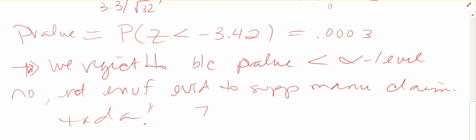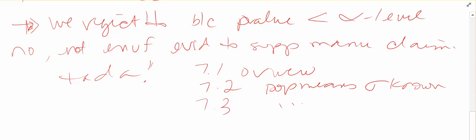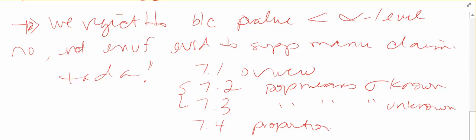Now, in 7.1, you have an overview of the actual process. 7.2 does population means when sigma is known. 7.3 does population means when sigma is unknown. So both of these are the same process as what you just saw. 7.4 is proportions. All right? So I think you're in good shape to get started. You ought to be able to do 7.1 through 7.3.